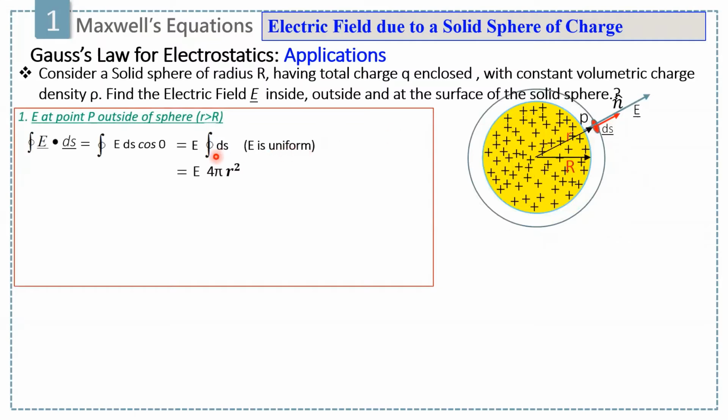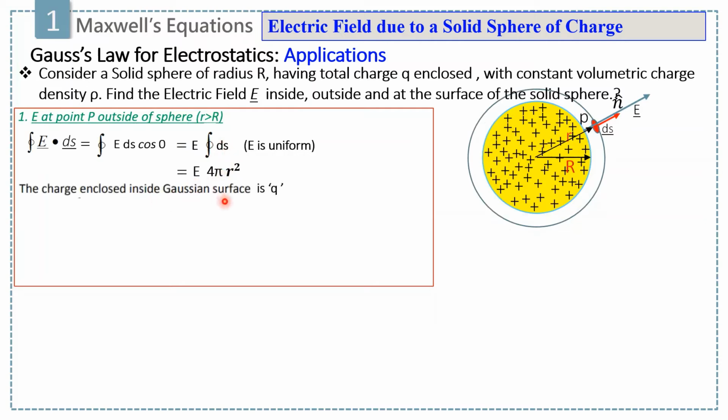Now the total flux through the Gaussian surface is equal to closed integral E dot dS, that is equal to closed integral E dS cos 0. Because the angle between the electric field and dS is 0, we have cos 0 here, which goes to 1, and we get E times closed integral dS. And the surface area of the Gaussian surface is 4 pi r square. So we replace closed integral dS by 4 pi r square.